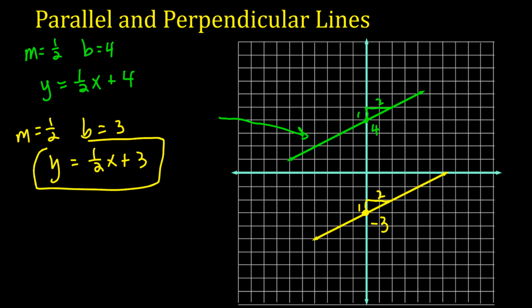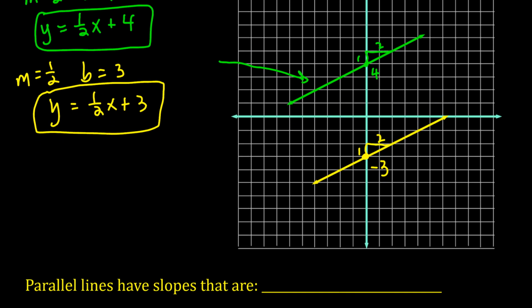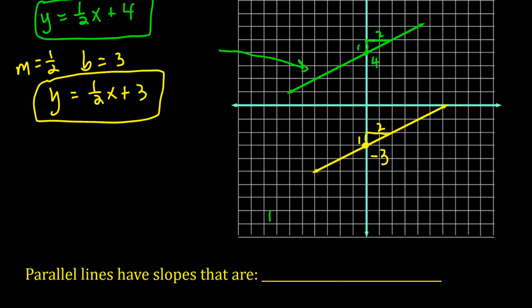So what do we notice about these two lines? You should kind of be saying to your computer right now, the slopes are the same. The slopes are 1/2, and it's kind of an obvious thing where if they're parallel, their slopes have to be the same, because parallel means they'll never cross, and they're always going to run in the same direction. And so if they're running in the same direction, that means their slopes have to be identical, because otherwise they would cross if they weren't identical. So parallel lines have slopes that are identical, or the same, you could say.